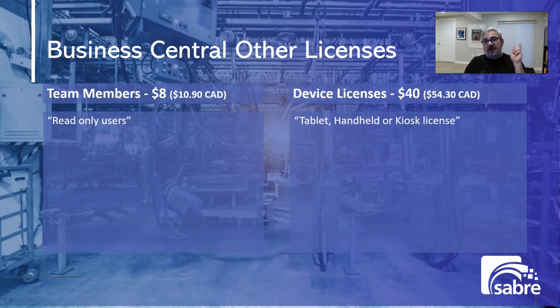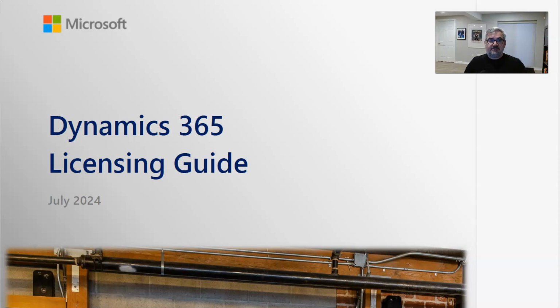There are two other types of licenses that are important to know about. One is called a team member license, which is $8. I have the Canadian prices here, by the way. If you review the video, you can see the Canadian prices in smaller text. The team members are read-only users, is the best way to think of them. And then the other type of user is a device license for $40, and that's a tablet, handheld, or kiosk user. And I'll get into that in more detail as well.